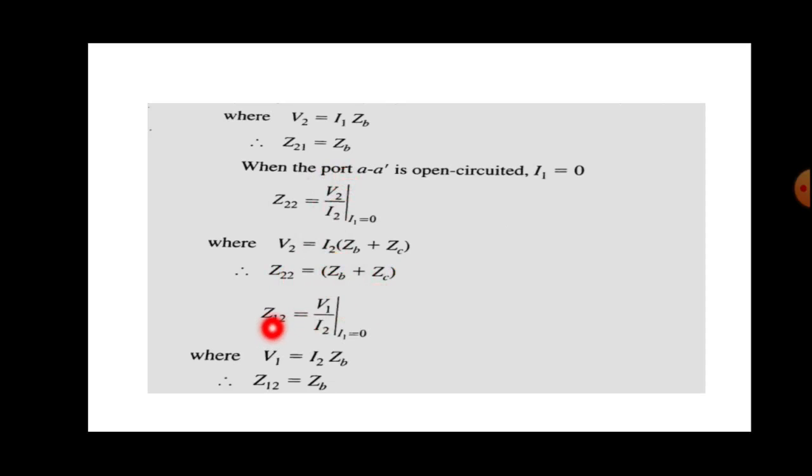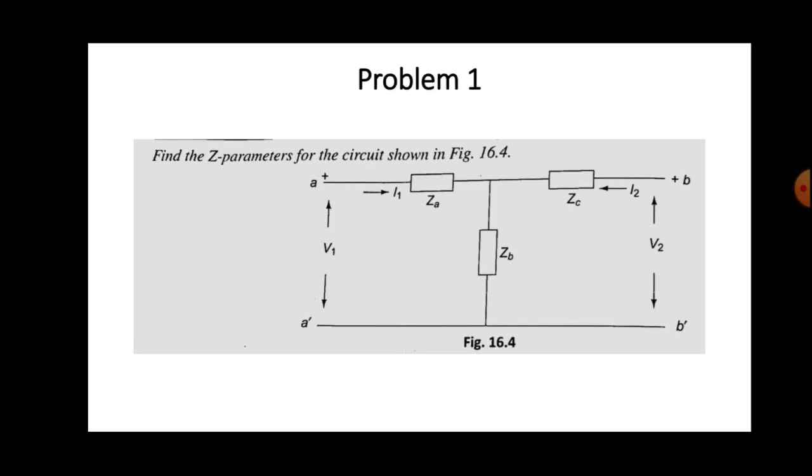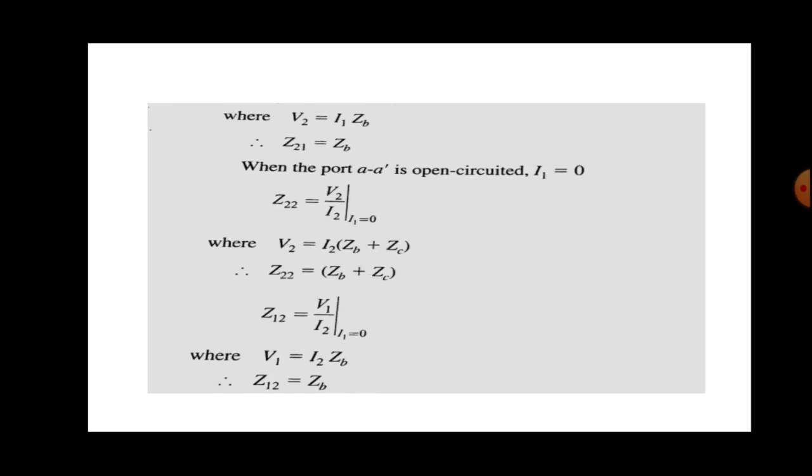Similarly, we have another equation, Z12 equal to V1 by I2, when we put I1 equal to 0. So you have to find out V1 in that circuit. Again go to the circuit. What is the value of V1? You know that here I1 equal to 0, that means this impedance will not be there. And when it is not there, V1 will be the voltage across ZB. So V1 will be equal to ZB into I2, since the current through ZB is I2. So you can substitute V1 in the equation Z12 equal to V1 by I2, giving I2 into ZB by I2, and I2 and I2 cancel each other. So Z12 will be equal to ZB.